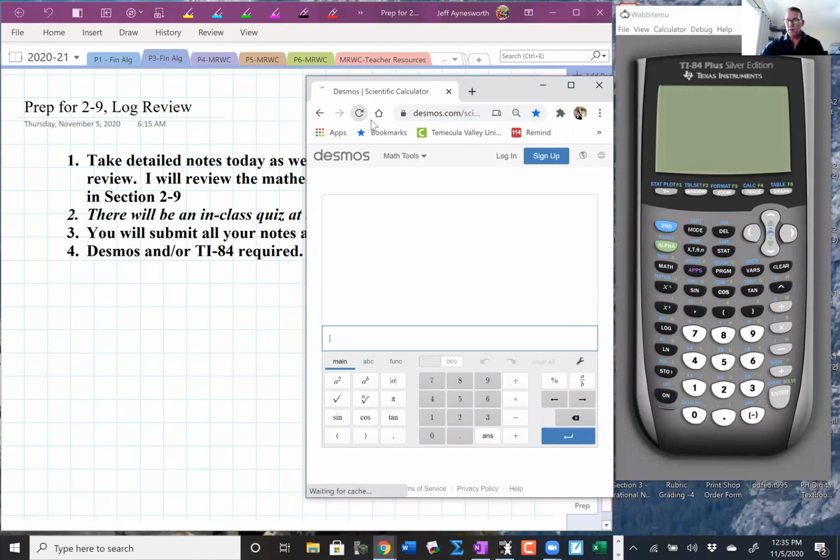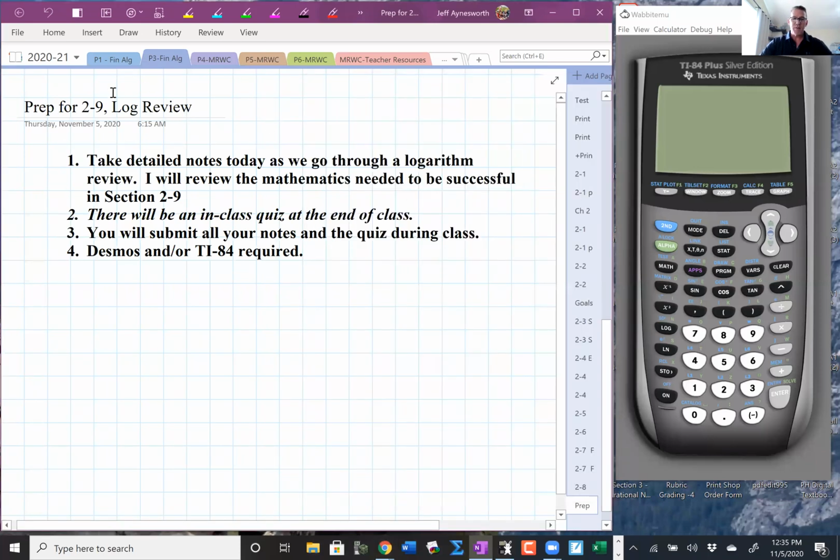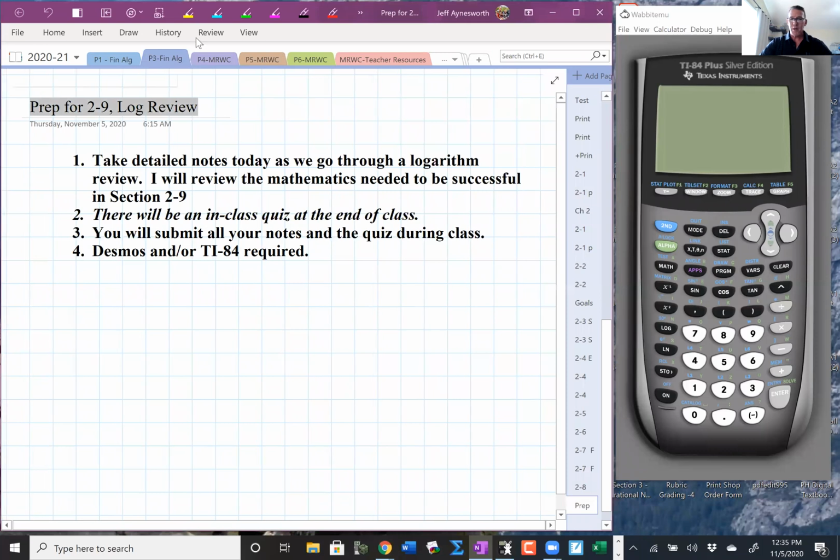Desmos.com/scientific. It's free and it can do everything that you're going to need to do. All right, so title your notes.